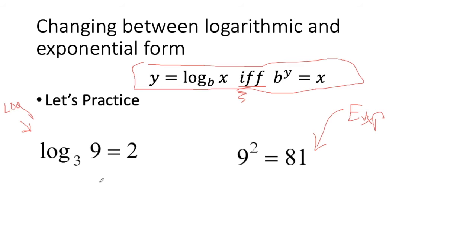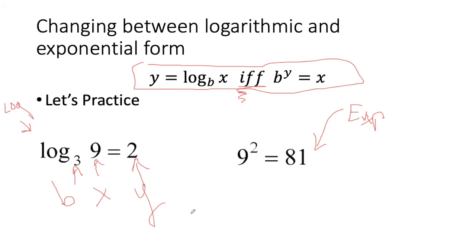So, okay, our subscript right here is our b value. This number right here is our x value. And this number right here is our y value. I always like to remind myself, if the log is on the left, log on the left, we're in alphabetical order with b, x, y. Log on the left, b, x, y.